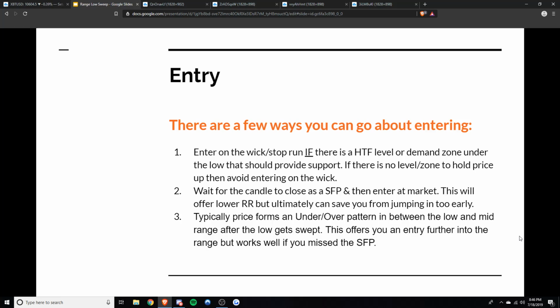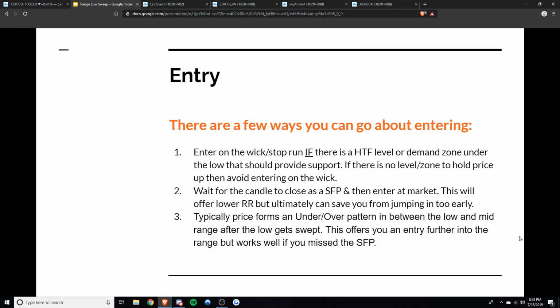Well, the way I go about it is typically number 2. So you can wait for the candle close. If it closes as an SFP, then you can enter at market. This will offer lower risk to reward, but ultimately can save you from jumping in too early. It depends on where you're targeting, but this is the best way to go about it. My opinion is number 2, because you get more confirmation if it SFPs the low.